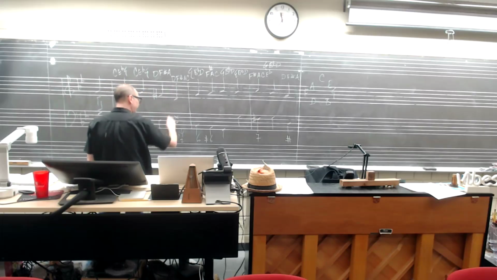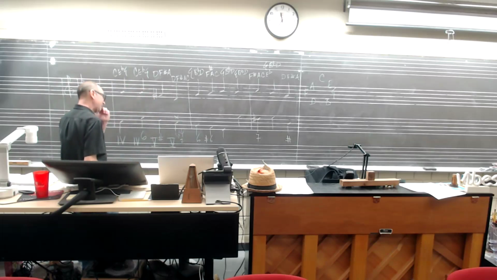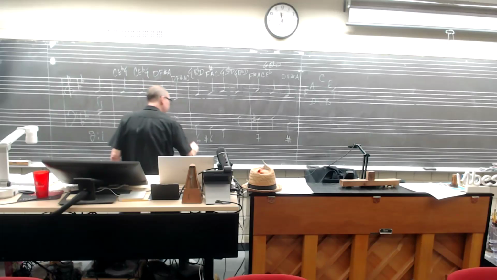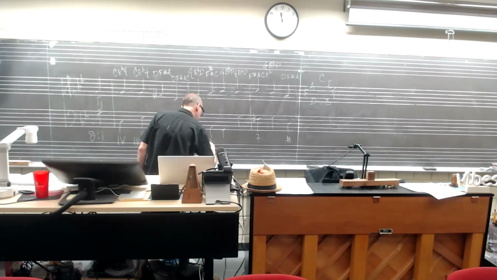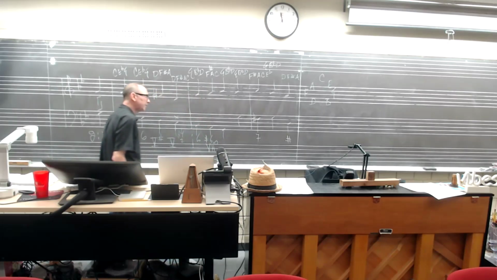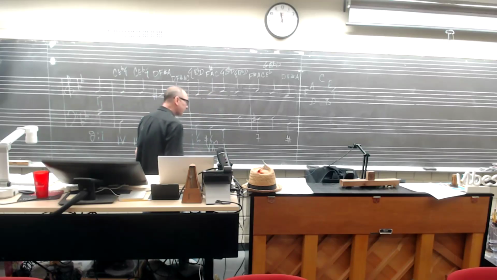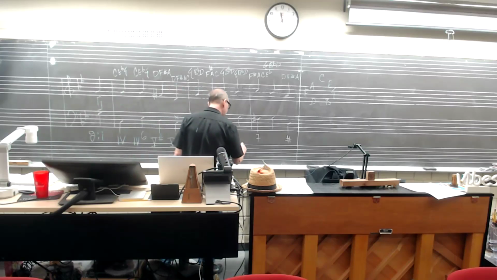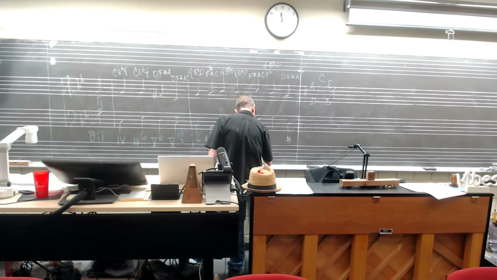D is still 5, but it's in 4-2 position now. G is still tonic. This is interesting. F sharp. 7. It's diminished, so I'm going to put a circle there. G, B, D is tonic. And then that stays the same. And now we have 7, full diminished 7.